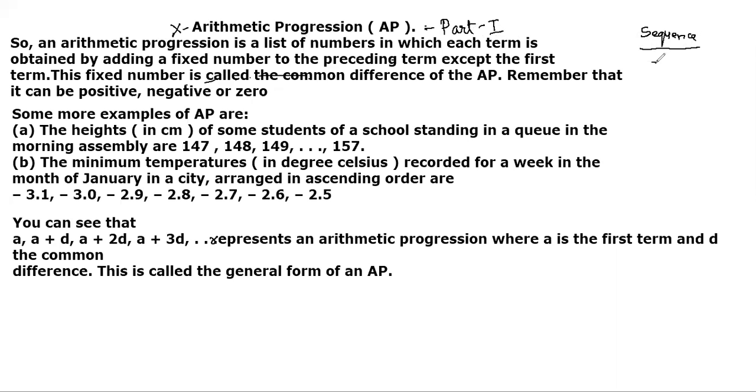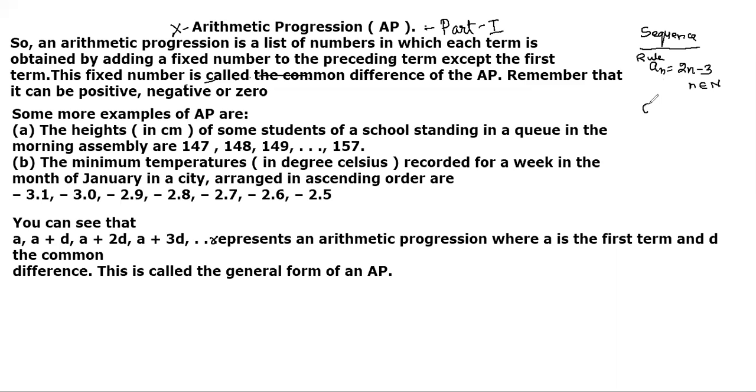The sequence means, suppose we have a rule of writing every sequence: a_n is equal to 2n minus 3. This is the rule. Suppose this is the rule of writing a sequence and n belongs to natural numbers. Capital N means natural numbers. This is the symbol used. So we will put n is equal to 1.